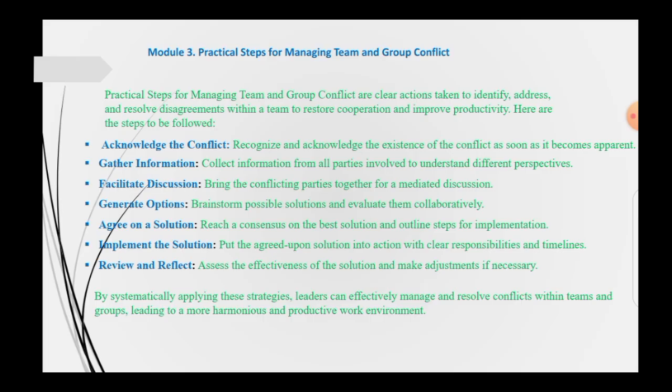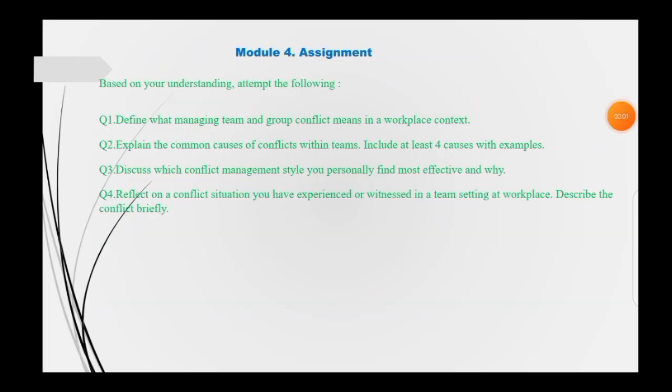So our topic on practical steps for managing team and group conflict ends, and now we will see what we have in the assignments segment. So this is the assignment slide, and here we have the following questions based on what we learned so far. Let's read them out first.